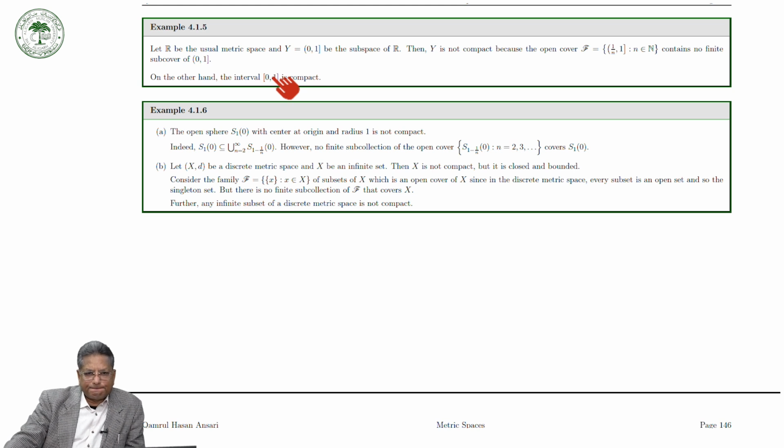Now, take some other examples after this real line. We have an open sphere with center 0 and radius 1. The open sphere with center 0, radius 1 is not compact. Why is it not compact? We can see that the open sphere lies in the union of open spheres whose center is at 0 and radius is 1 minus 1 over n.